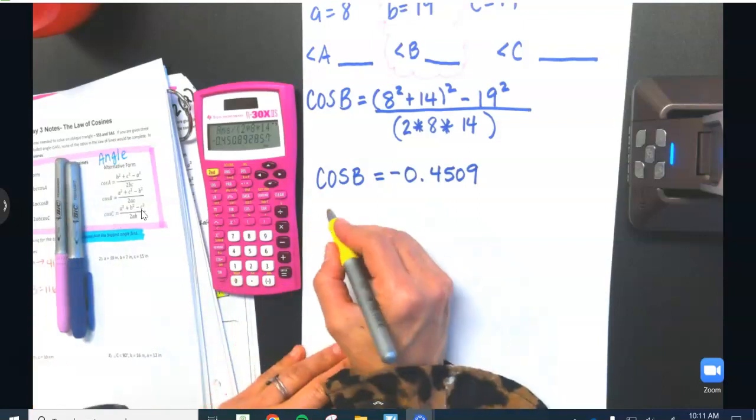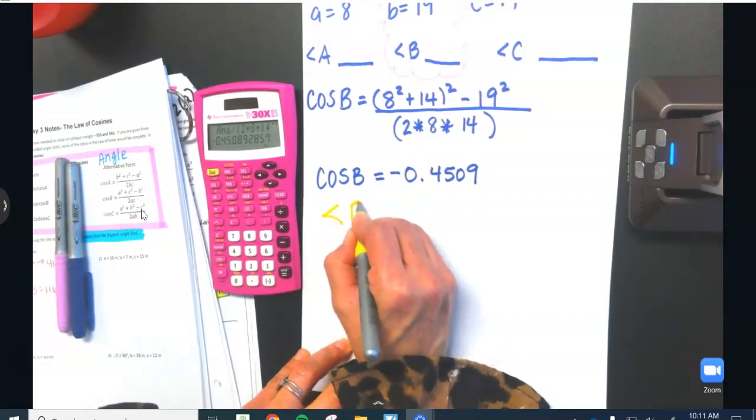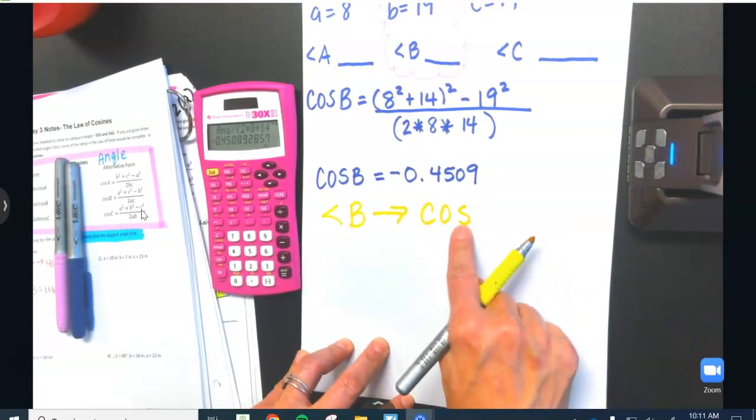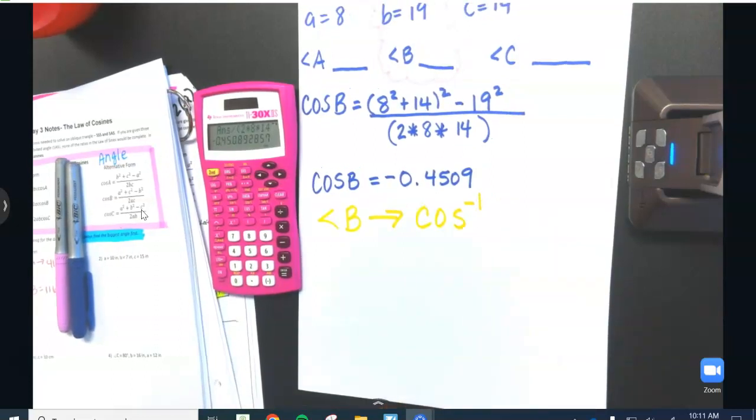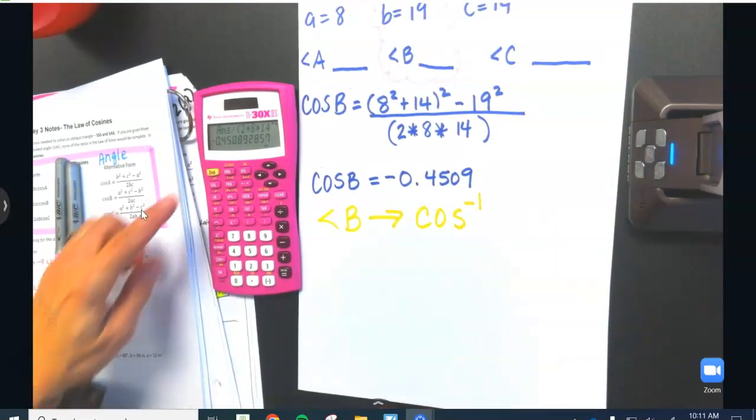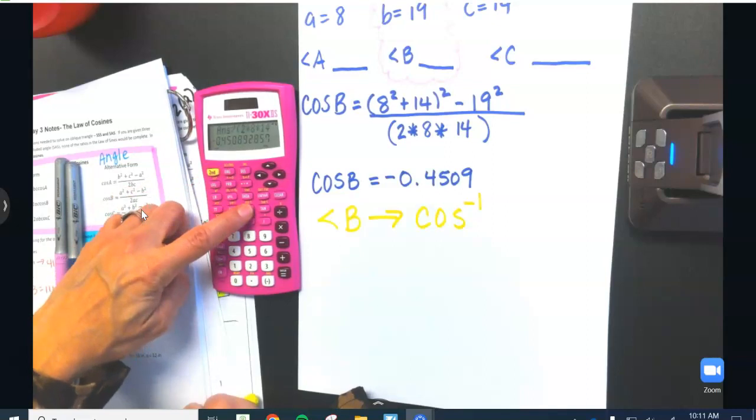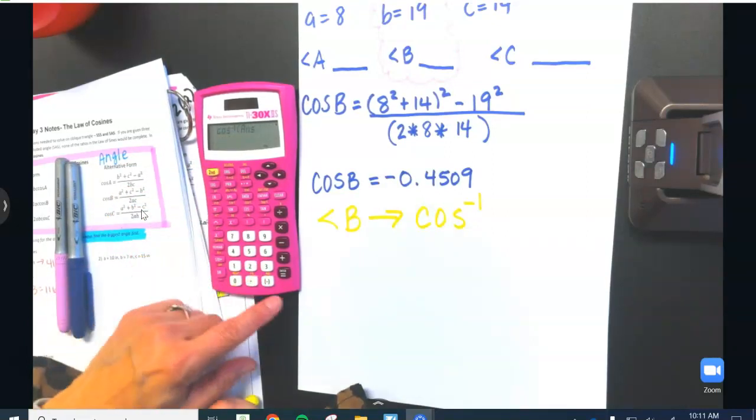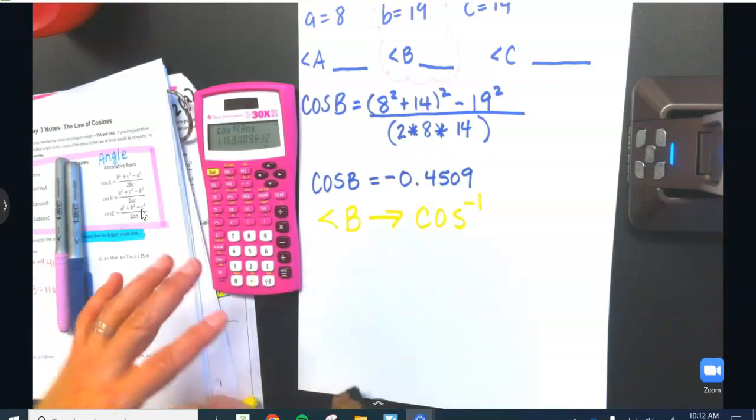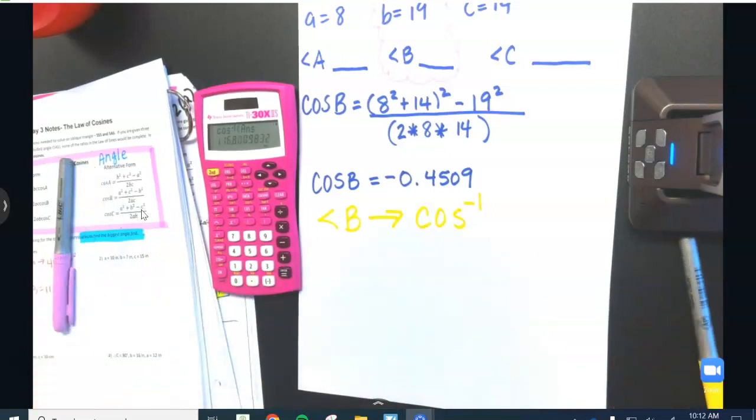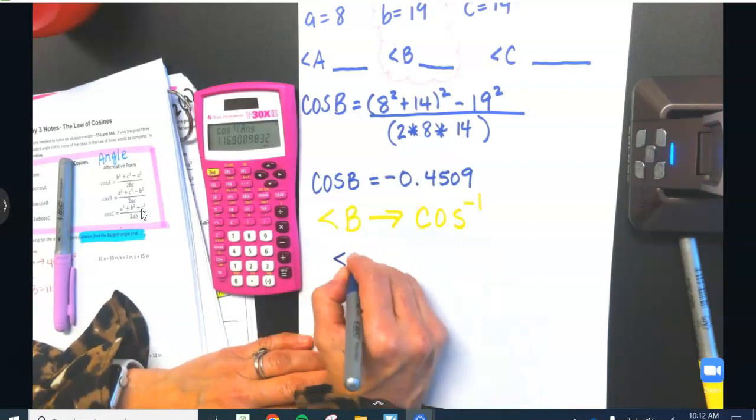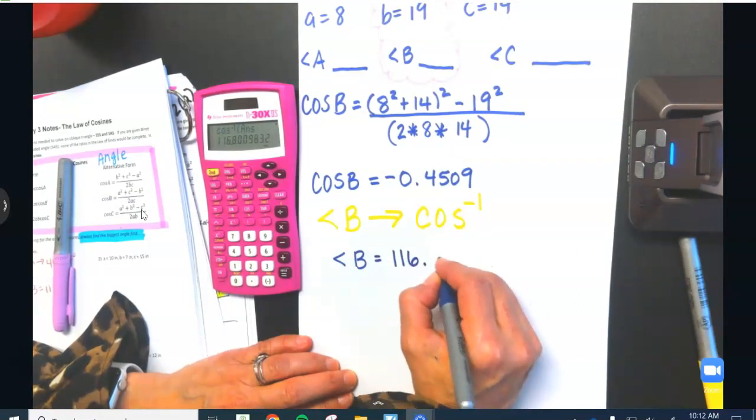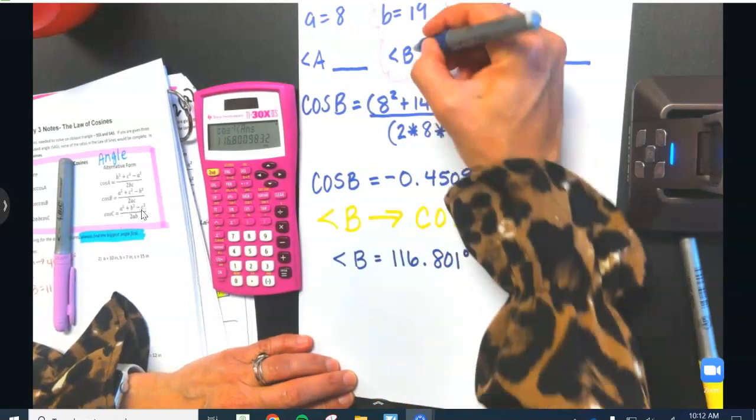Good. So angle B is going to come from, remember, we're dealing with inverse cosine. So we're going to hit second cosine and then second answer. Tell the calculator to put that ratio back in there. And that's going to be angle B. So angle B equals 116.801 degrees.